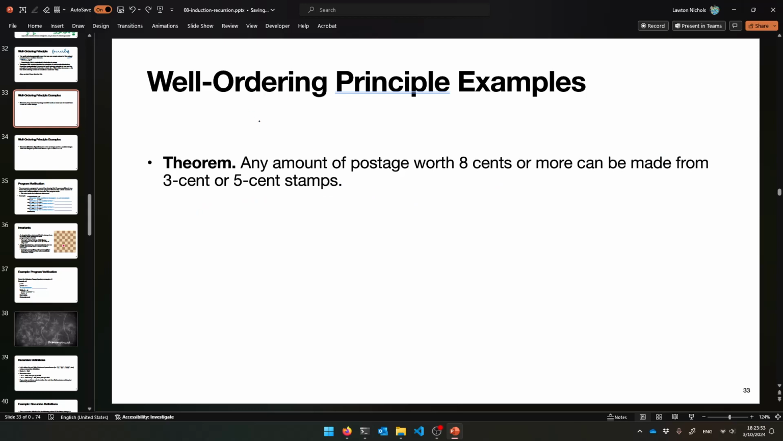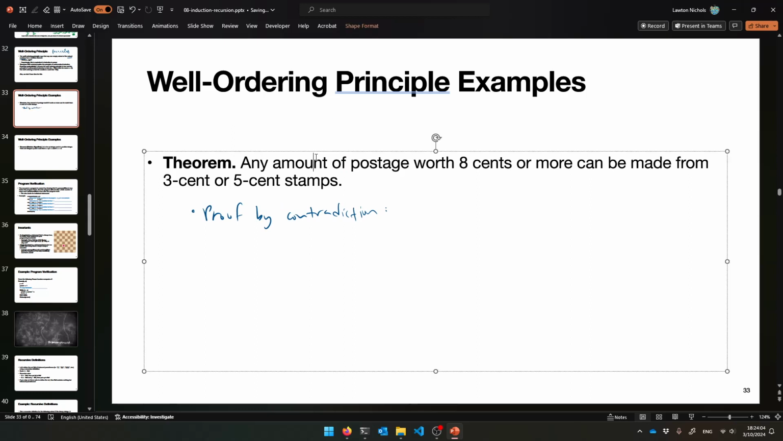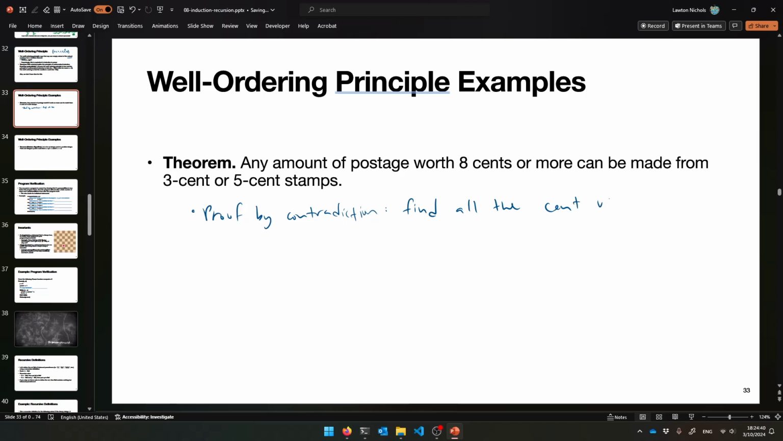All right, this is going to be a proof by contradiction using the well-ordering principle. We're trying to prove that any postage worth 8 cents or more can be made from 3-cent or 5-cent stamps. By contradiction, we're going to assume that this is not true. We're going to assume that there are some cent amounts over 8 cents that you can't make with just 3-cent and 5-cent stamps. So let's list out all the cent values for which this doesn't work, because we're assuming it doesn't work, right? And that will lead to a contradiction.